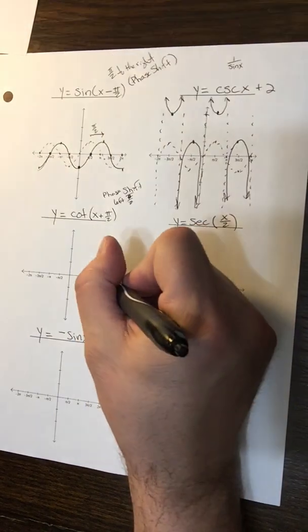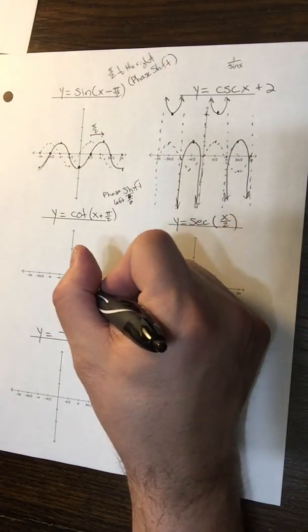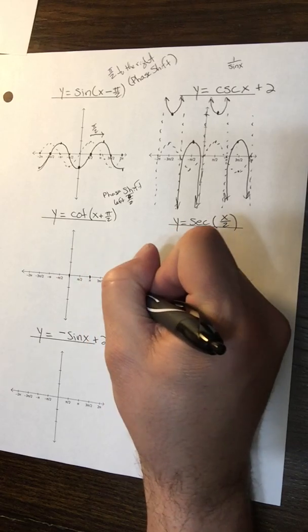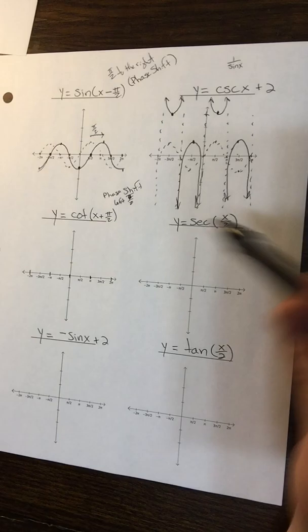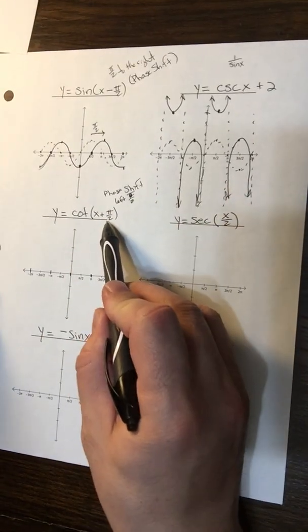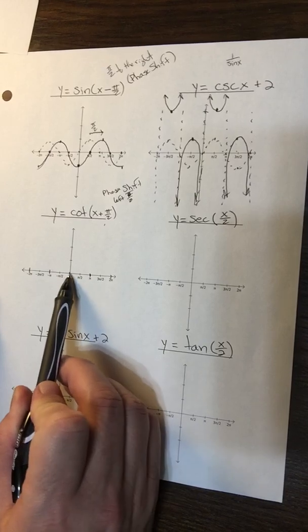So here's what I'm about to do. Where were they supposed to be for cotangent? They're supposed to be at 0 and pi and 2 pi. So I'll make like a little dash almost. That's where the asymptotes would be. But since I'm moving to the left pi over 2, I got to take every one of them and move it to the left, pi over 2.